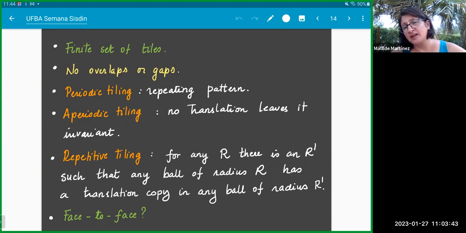So aperiodic is not the opposite of periodic. In fact, for instance, in R2 you can have a tiling which is invariant by one translation, but not by two linearly independent translations. And that would be a tiling which is neither periodic nor aperiodic, okay?